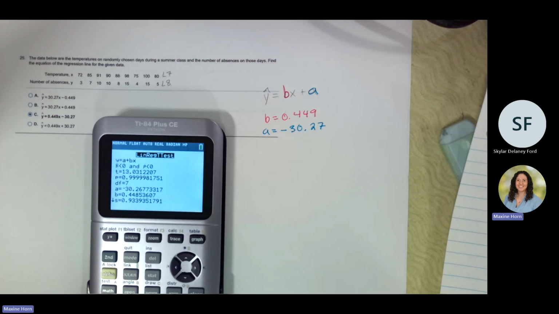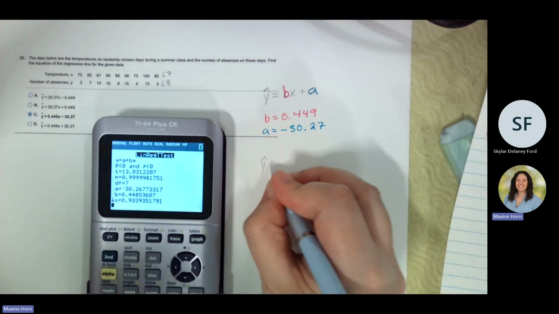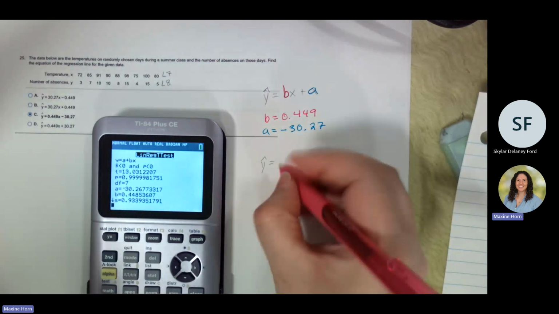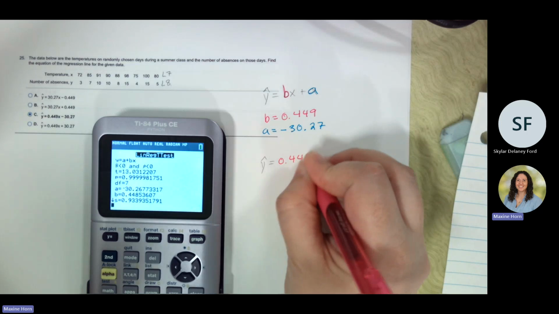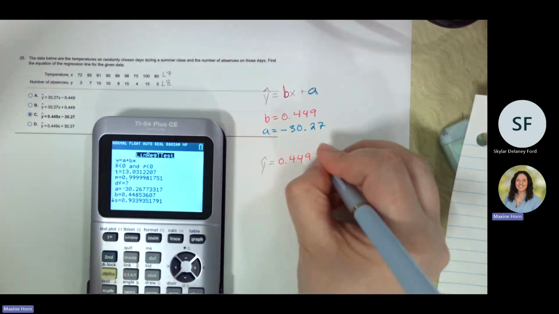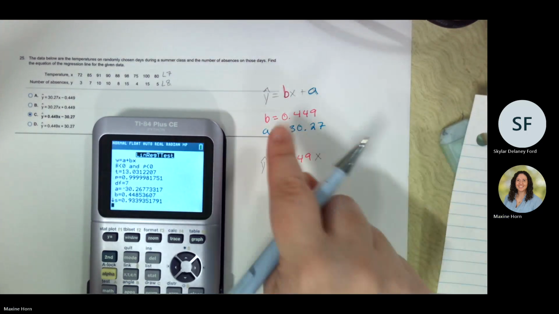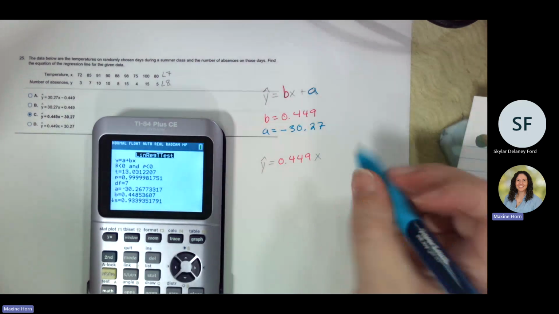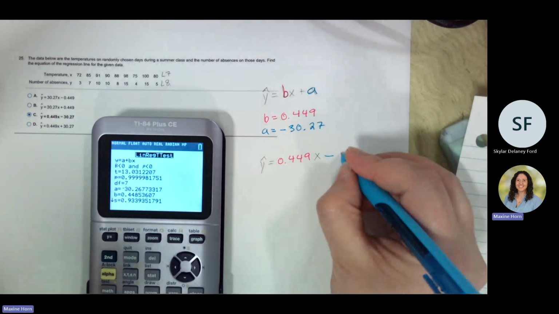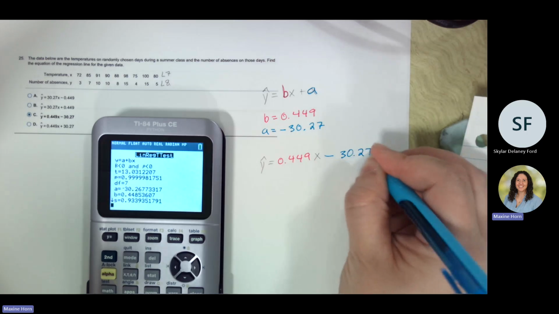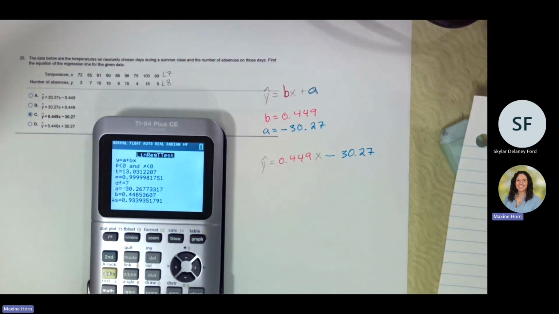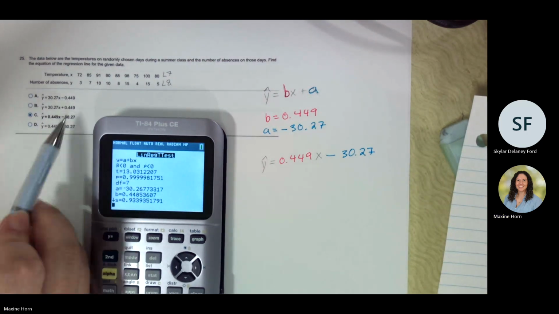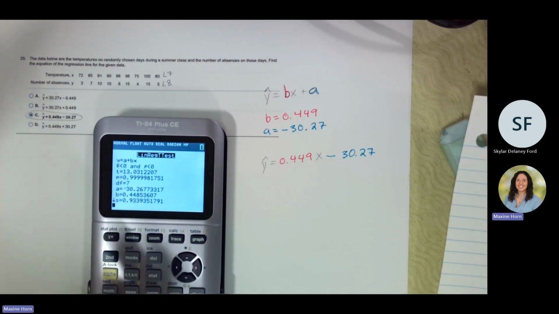So when I go to write this, I'm going to say y hat equals 0.449x plus, this is negative, so I'm just going to go ahead and write minus, instead of writing plus a negative, 30.27. And that's how we get the equation.